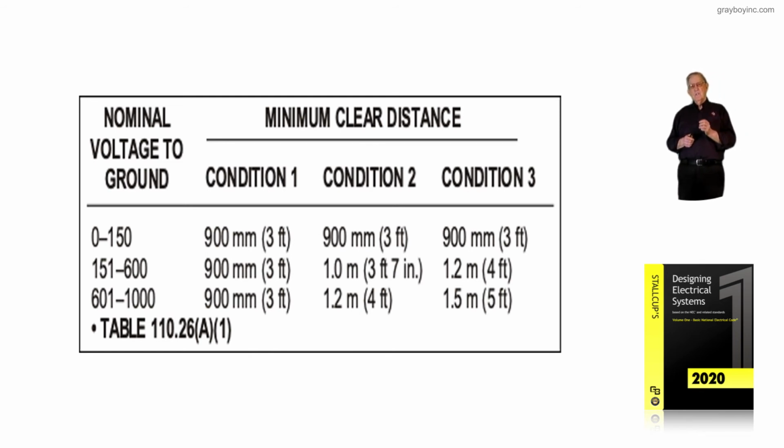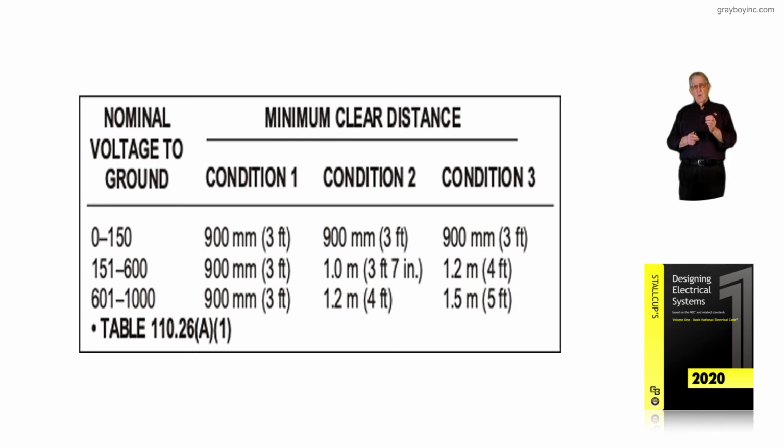And then the final condition is equipment opposite equipment. You have 3 foot for an insulated wall, 4 foot for a grounded wall, and 5 foot for the equipment that's opposite equipment. Now, this same rule is going to apply to outdoor equipment.